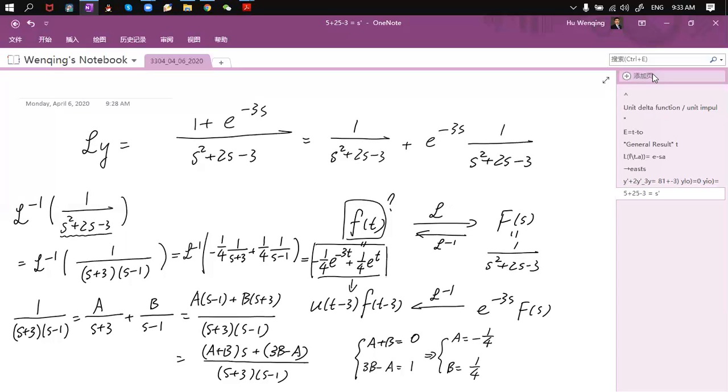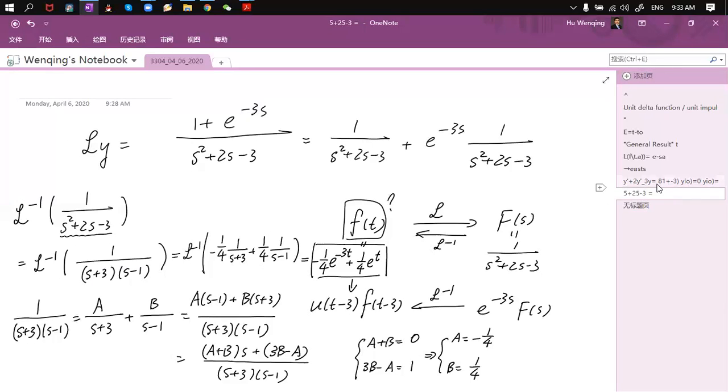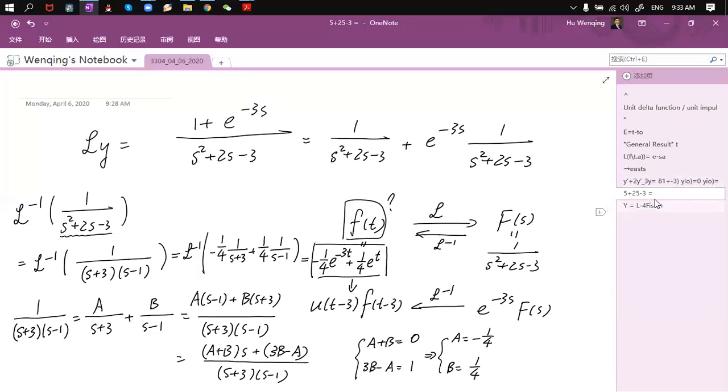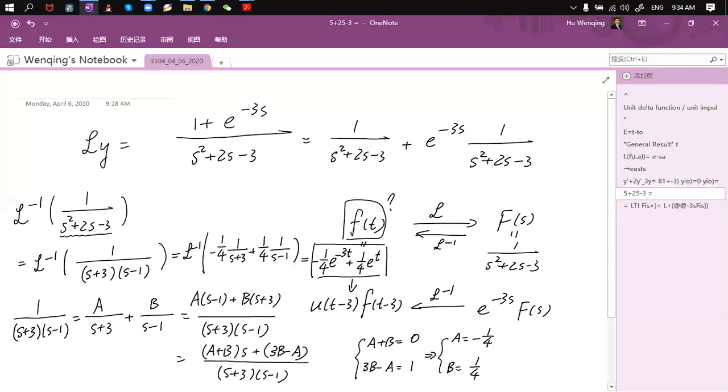Okay, so that means that we are going to... So let me summarize this result. The result is saying that y is the inverse Laplace transform of our capital F of s, plus the inverse Laplace transform of e to the power minus 3s times capital F of s. So it's the transformation of both these functions, but the inverse Laplace transform of capital F of s is small f of t.